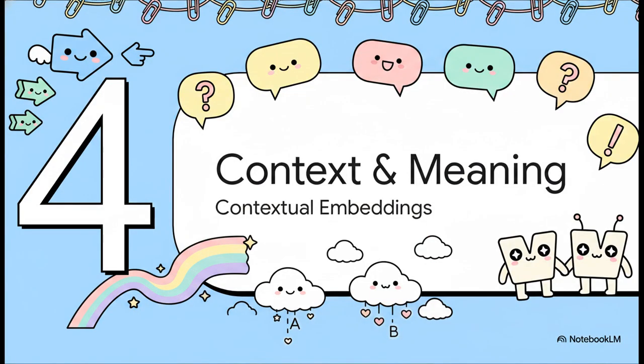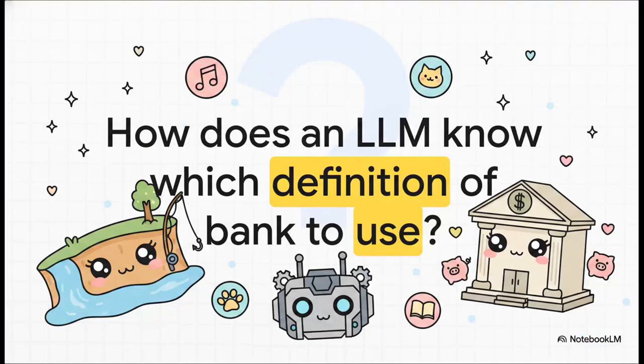Section 4. Capturing context and meaning. Let's see how these vectors get even smarter in modern models. When an interviewer hits you with a tricky scenario question like, how does an LLM know which definition of the word bank to use? They are straight up testing your knowledge of modern transformer architectures. And they're eagerly waiting to hear you say one specific magic phrase.